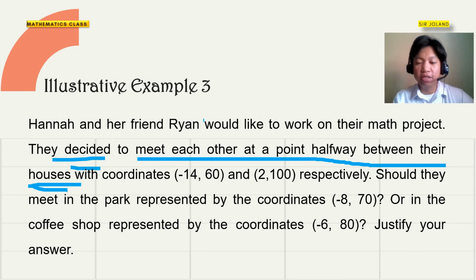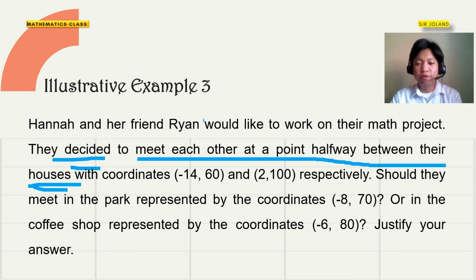Kita tayo kung saan mag-meet tayo, no? Mag-meet silang dalawa, si Hannah and Ryan, sa lugar kung saan equal yung distance nila mula doon sa mga bahay nila. Okay? So ito ay usapang pagkuha ng midpoint para ma-justify natin, no? Pwede naman sabihin, sa park na lang tayo. Hindi, sa coffee shop. So, paano natin yung mapapatunayan na ito yung tamang lugar?